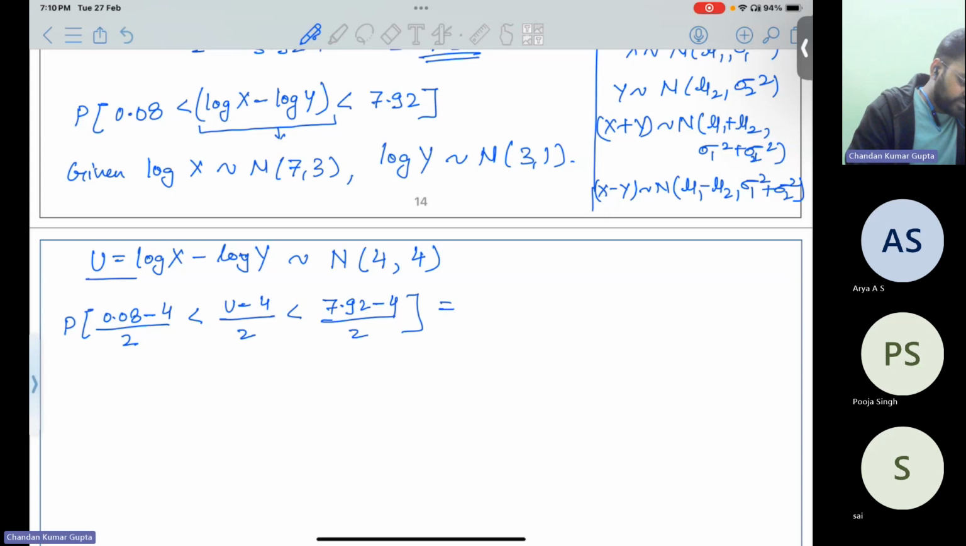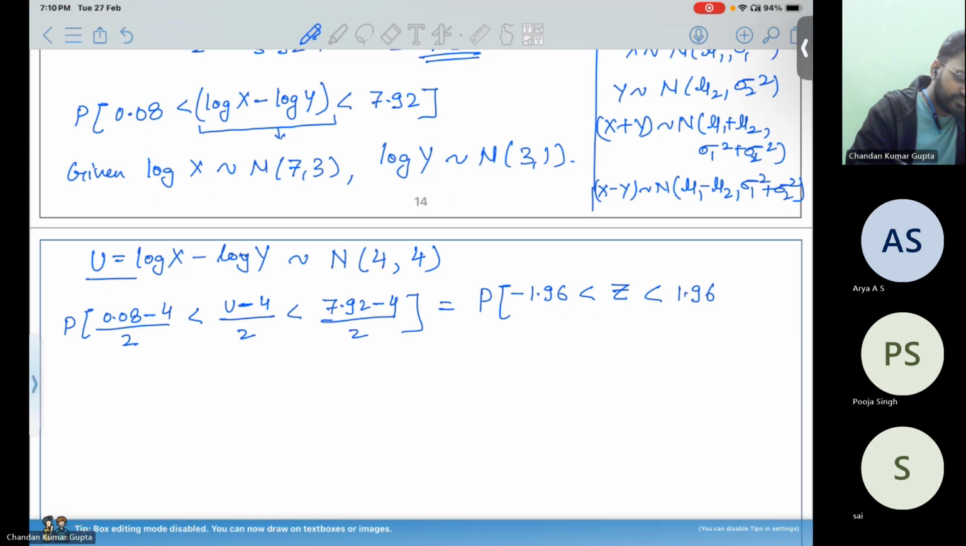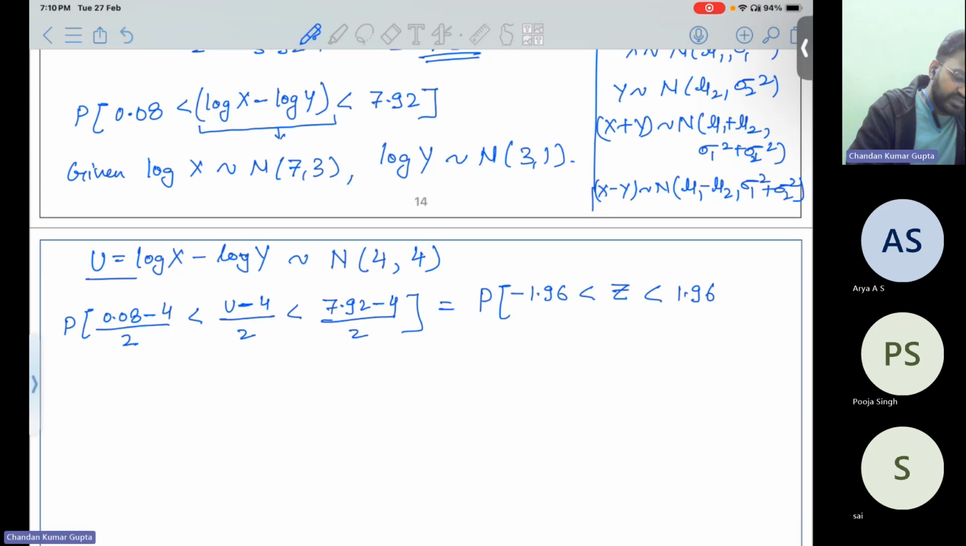This is calculated as minus 1.96 actually. And it can be written as z, because in a normal variate we subtract the mean and divide by the standard deviation. It is z, which is now a standard normal variate, and the upper limit is 1.96. Now we need to calculate this.